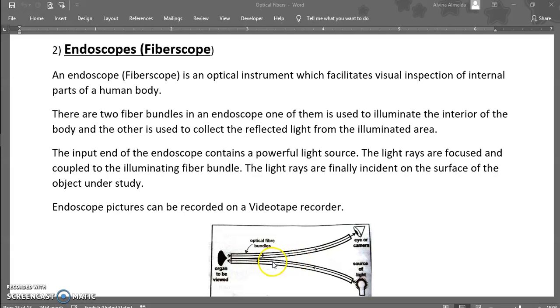The input end of the endoscope contains a powerful light source. The light rays are focused and are coupled to the illuminating fiber bundle. The light rays are finally incident on the surface of the body under study. Here, okay. The endoscope pictures are recorded on a videotape recorder.